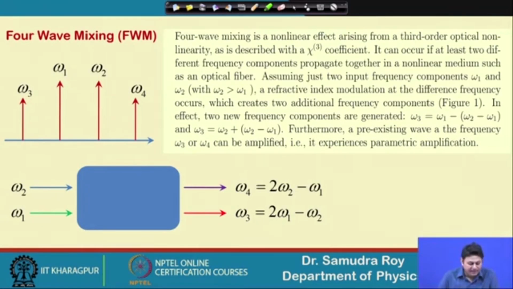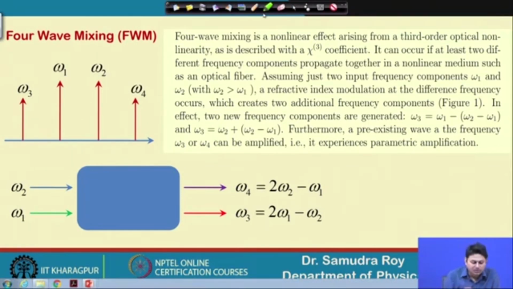Now, if at least two frequencies are there, omega 1 and omega 2, maybe more than two frequencies, we will see that. Then these two frequencies omega 1 and omega 2 can combine themselves to generate another two frequencies, omega 3 and omega 4, in this fashion. If omega 2 is greater than omega 1, then additional frequency components, as shown in this figure 1, omega 4 and omega 3, can be generated.